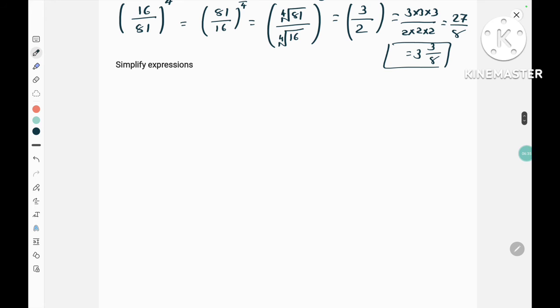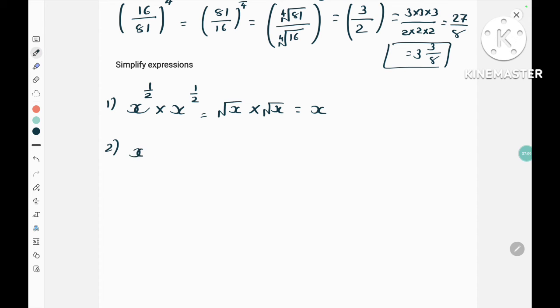Let's see some examples for simplifying expressions. So here is one expression: x to the power of half times x to the power of half. How can we simplify? What is the meaning of x to the power of half? Square root of x. Square root of x times square root of x is going to be x, right? This is one example. Let's see a few more examples.